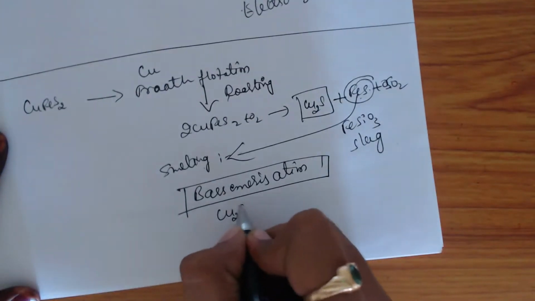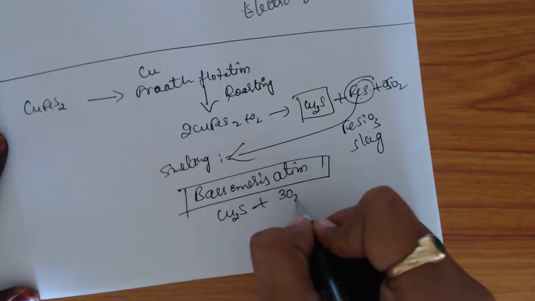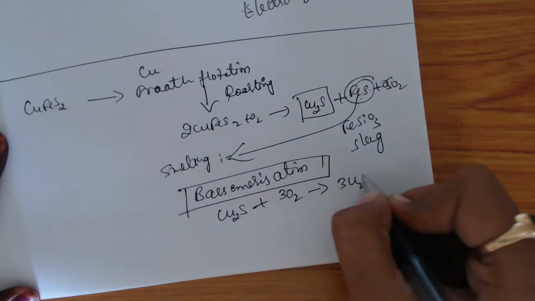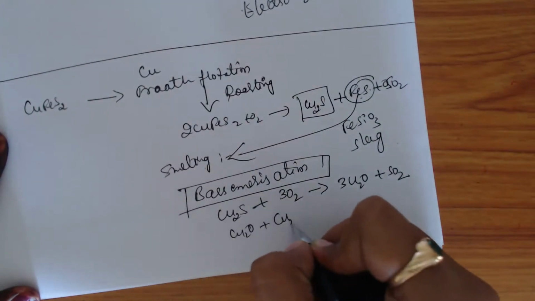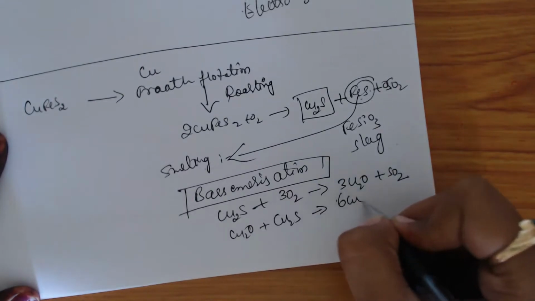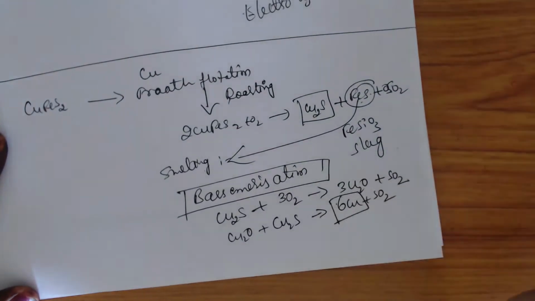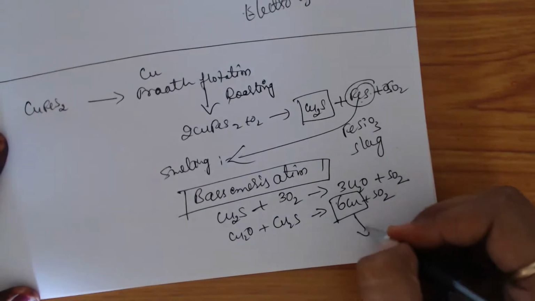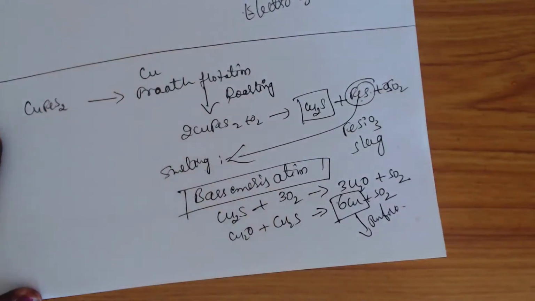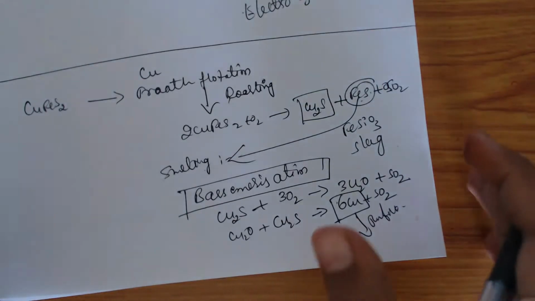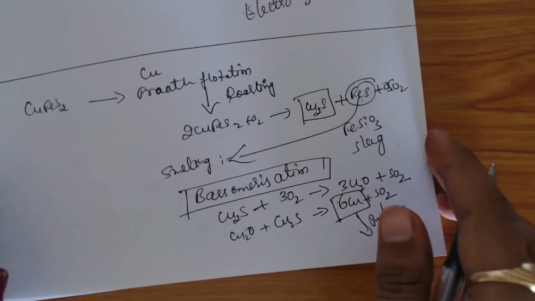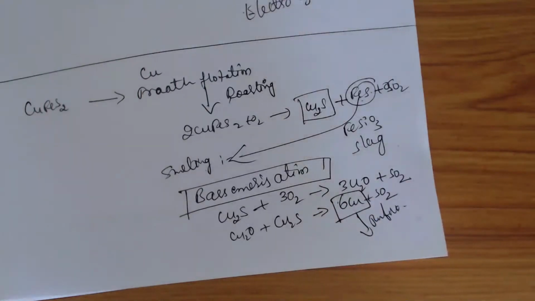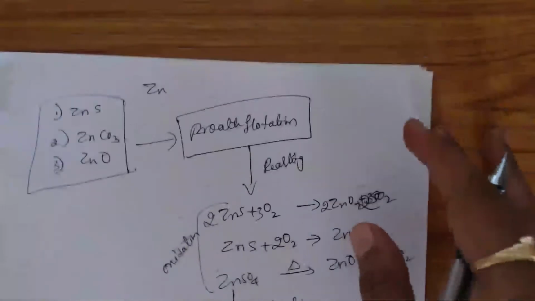How? This Cu2S, with oxygen, gives Cu2O plus SO2. If this Cu2O again reacts with Cu2S, it forms 6Cu plus SO2. This is crude metal. The copper obtained here is in the form of blisters. That's why it is called blister copper. This blister copper can be purified by the electrolytic refining method. Okay, this is all about the extraction of all the metals.